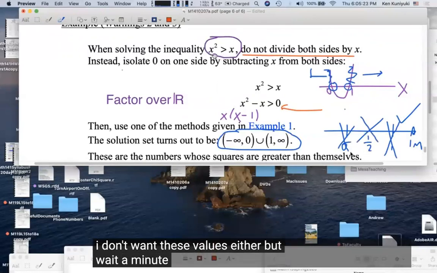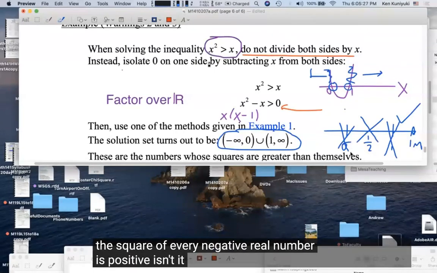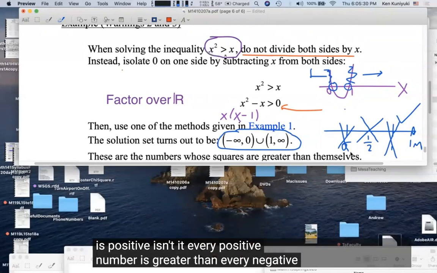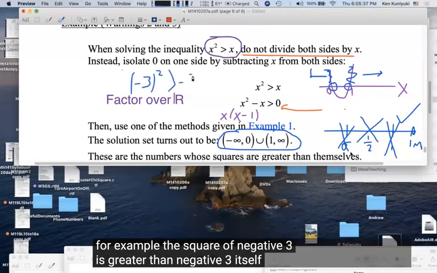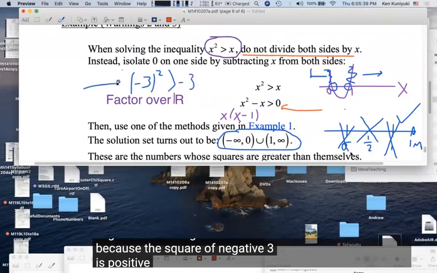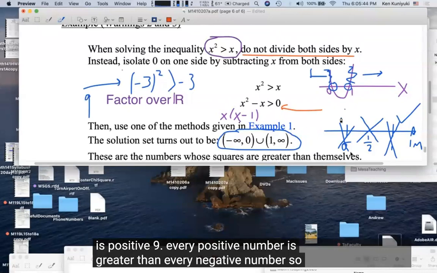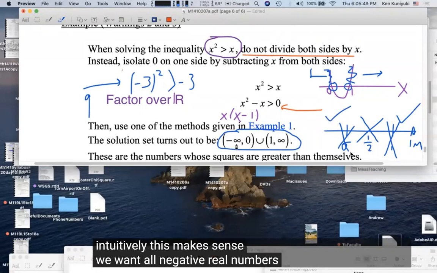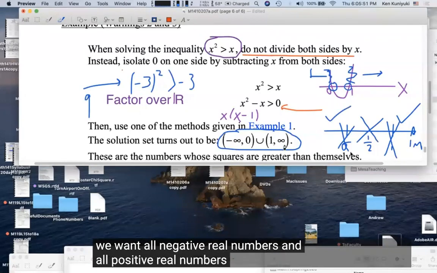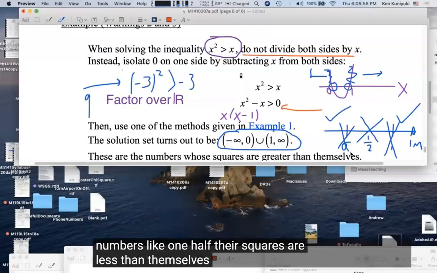But wait a minute. The square of every negative real number is positive, isn't it? Every positive number is greater than every negative number. For example, the square of -3 is greater than -3 itself, because the square of -3 is positive 9. So all the negative real numbers work. Intuitively, this makes sense. We want all negative real numbers and all positive real numbers greater than 1. Numbers like 1/2, their squares are less than themselves.